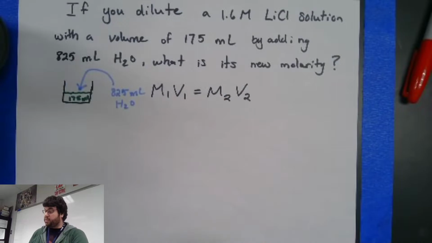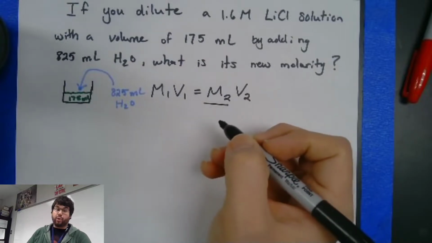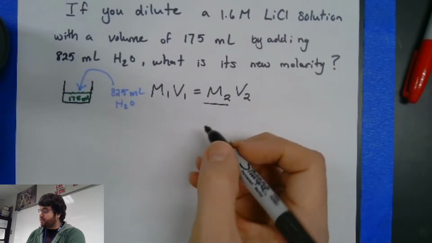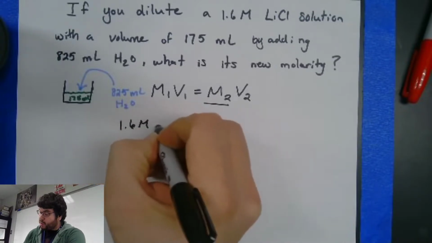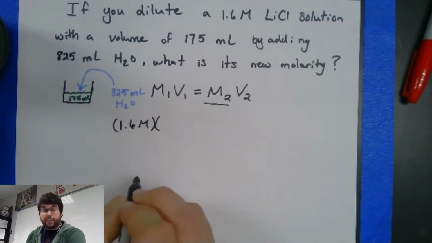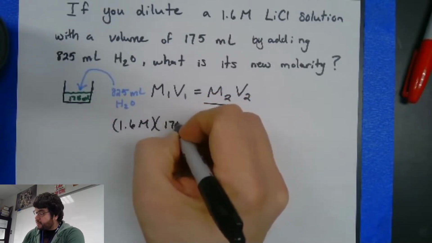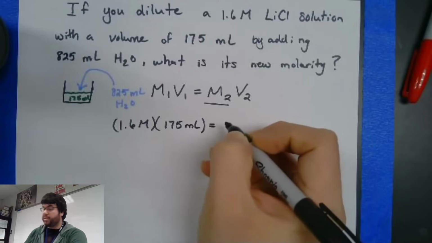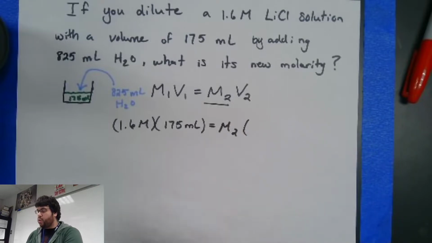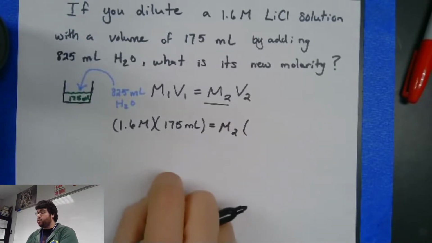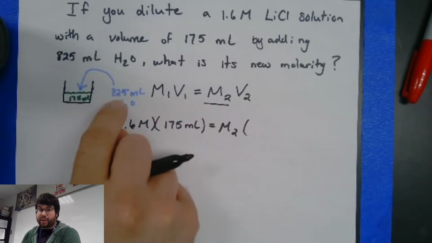So M1 V1 equals M2 V2. We're told all the variables ultimately except M2. We want to know the solution's concentration after that much water has been added. So M1 in this case is going to be 1.6 molar. And then V1, that's the solution's volume at the beginning. It has a volume of 175 milliliters. I'll keep it in milliliters, just keep things simple. And then I don't know M2. I'm not really told directly what the volume of the new solution is, but I am told how much the solution originally was and how much water was added.